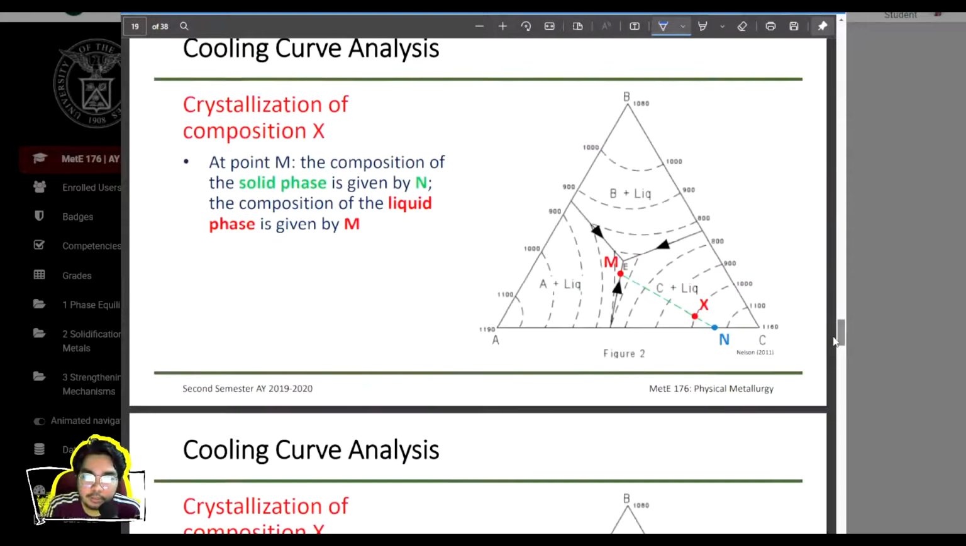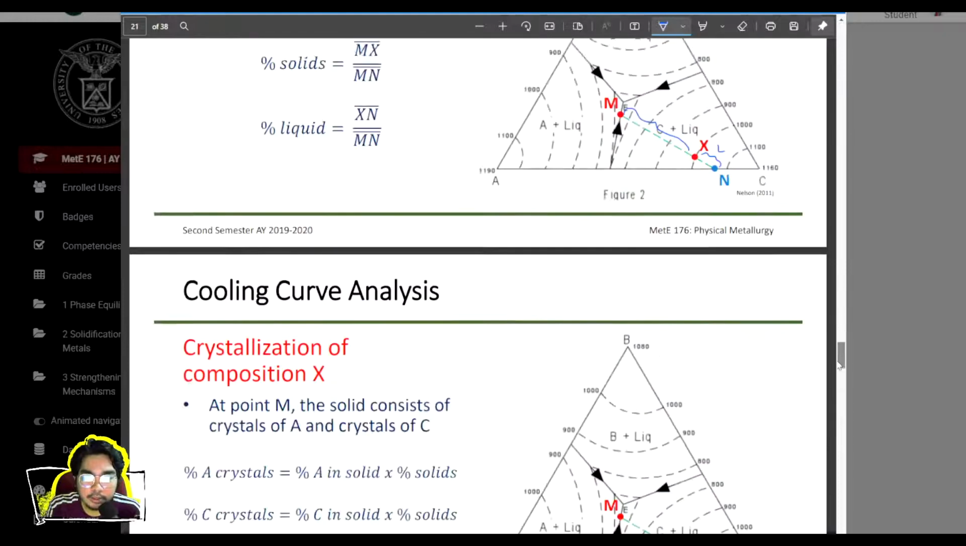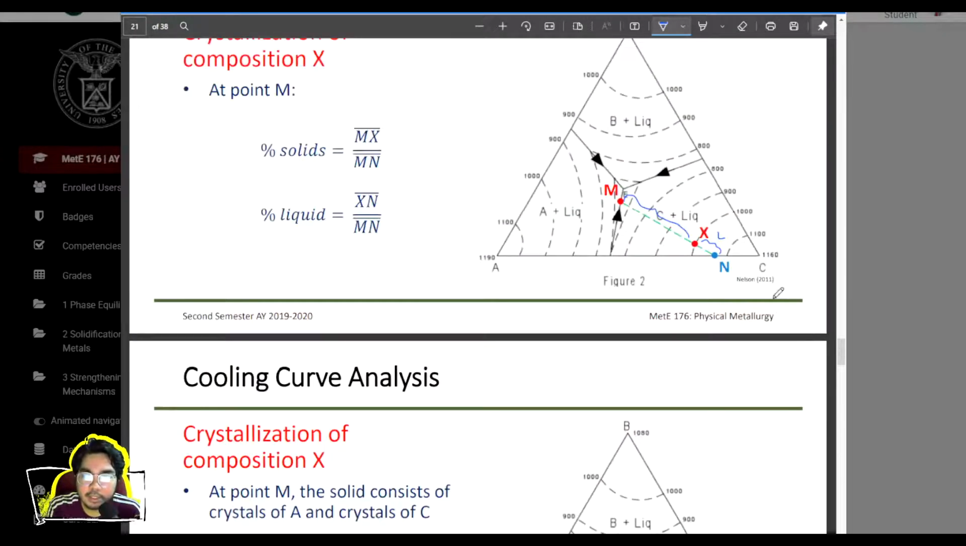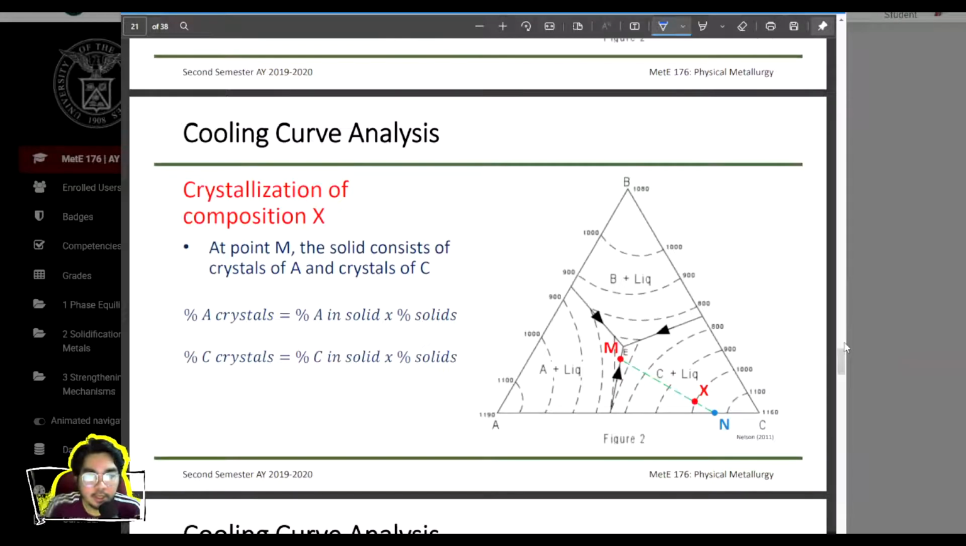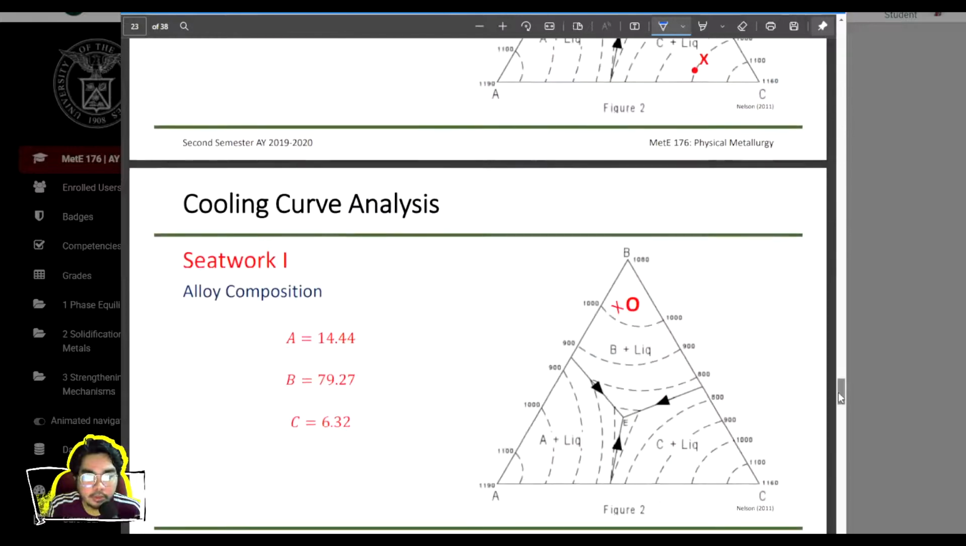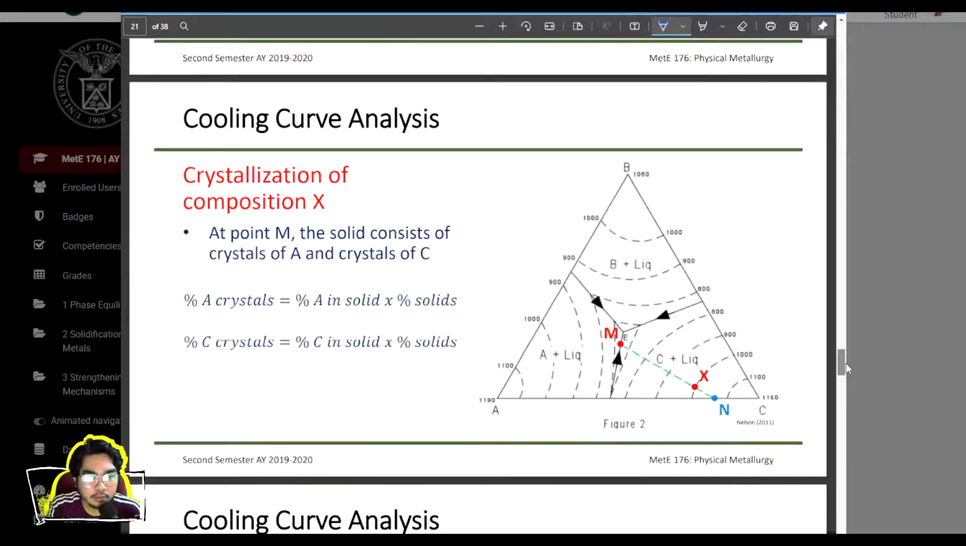So ito, nandito tayo. So you compute for MX and MN. Tapos ngayon, yung percent A mo na present in the solid crystals is etong line na to. So you need to, wait lang. Tama. Etong proportion na to. This is percent A. Tapos yung percent C is this line right here.